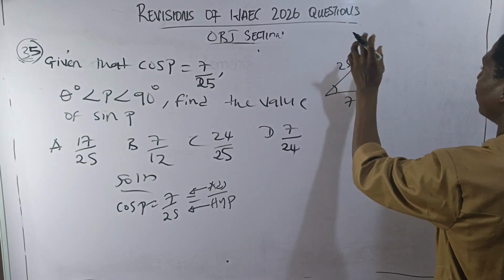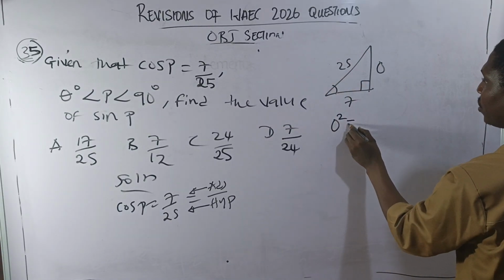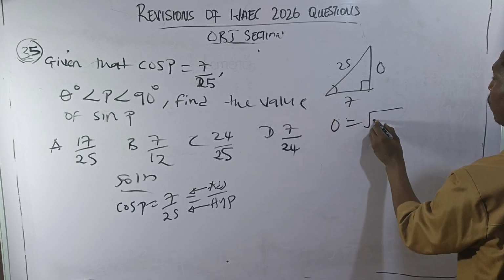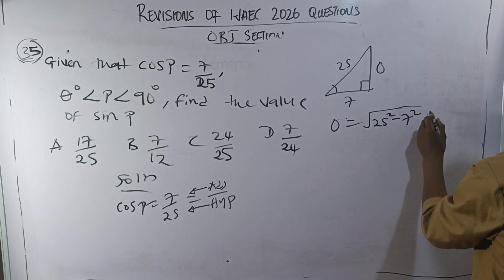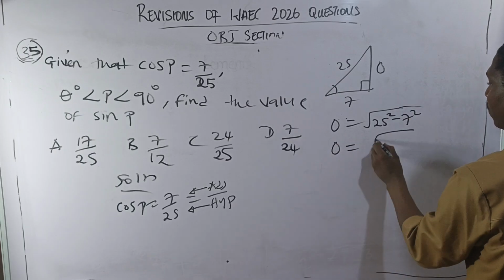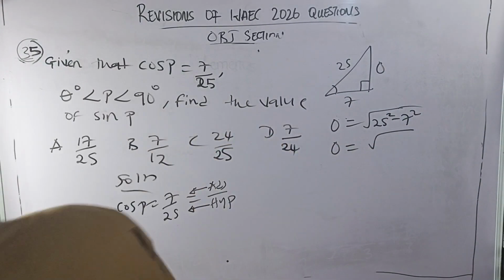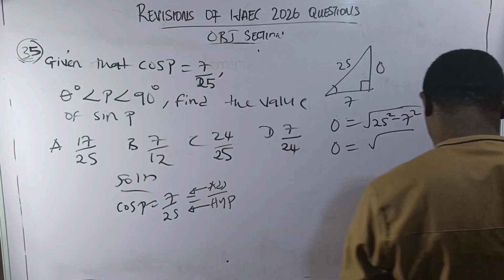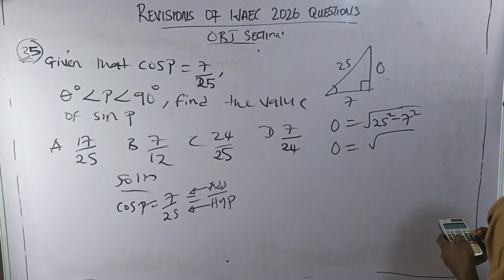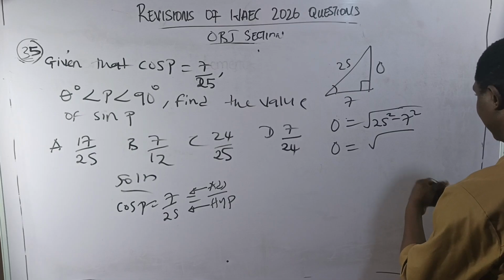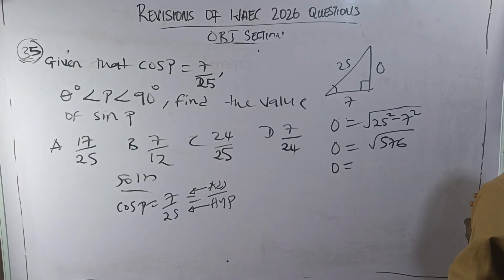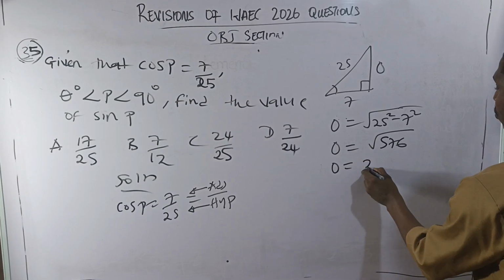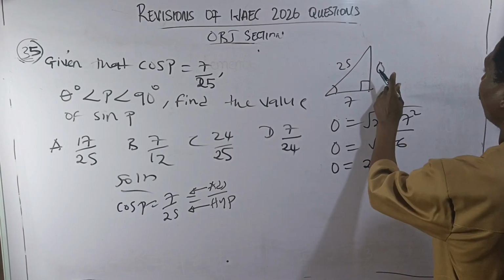Opposite. So since I'm looking for opposite, I simply have opposite is equal to the square root of hypotenuse squared minus adjacent squared, 7 squared. So O will be equal to 25 squared minus 7 squared, which equals 576. And opposite therefore will be the square root of 576, which is equal to 24.